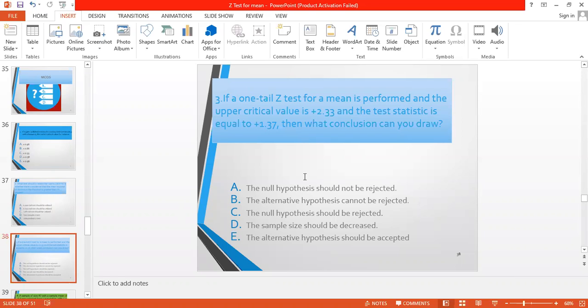A is the right answer. The null hypothesis should not be rejected because our critical value is 2.33 and our answer is 1.37, which is lesser than the critical value. So we cannot reject our null hypothesis.